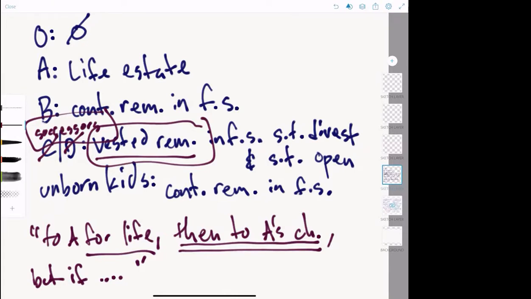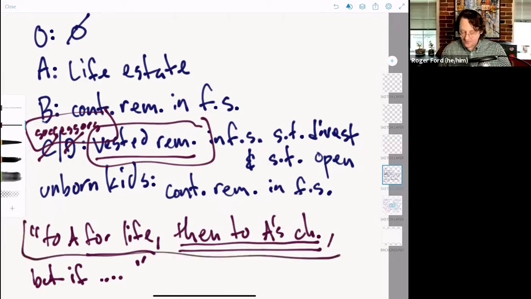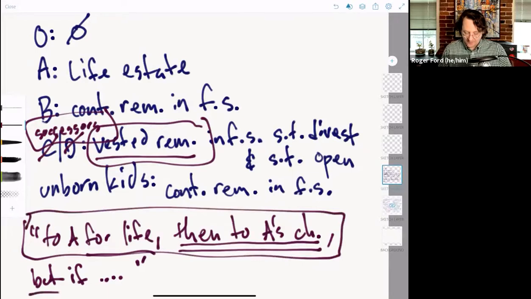Yeah, that makes sense. Thank you. And so that is this entire grant, except for this but if statement that we don't evaluate until A dies.